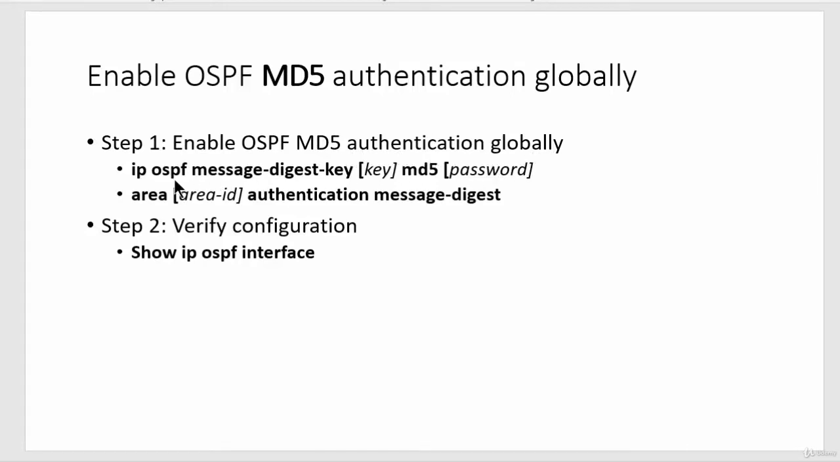We use two commands. The first command is ip ospf message-digest-key. You enter the key, MD5, and then enter the password, in interface configuration mode. The second command is area, enter the area ID, authentication message-digest, in router configuration mode.